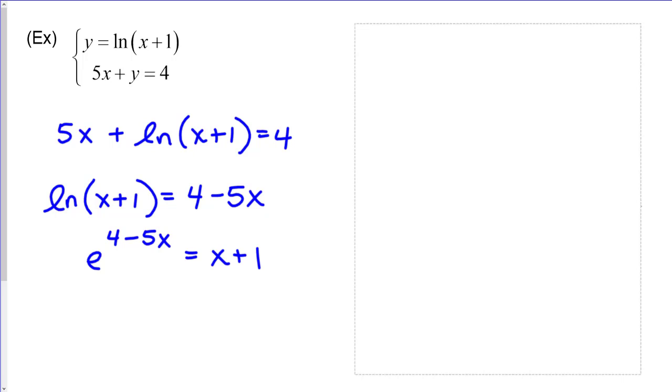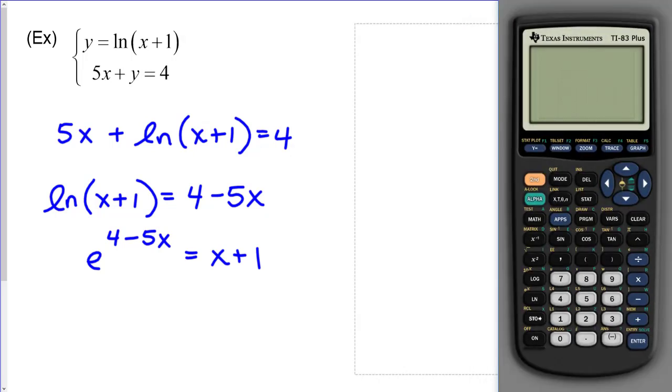In this situation, what we need to do is to estimate it using the calculator. Because if you graph these on the calculator, you can definitely see that there is an intersection point. So I'm going to use y1 as the natural log of x plus 1 and y2 as y equals 4 minus 5x. I'll graph it in the standard viewing window.